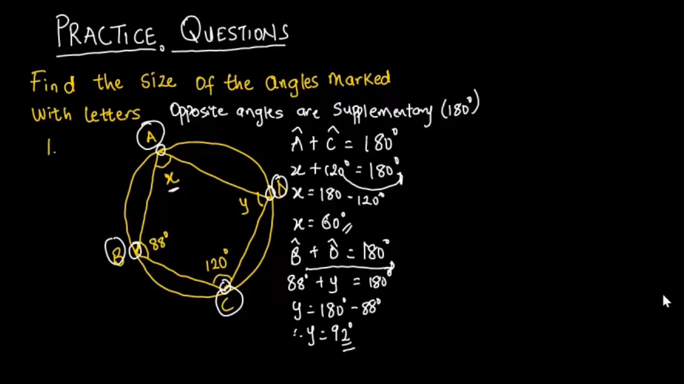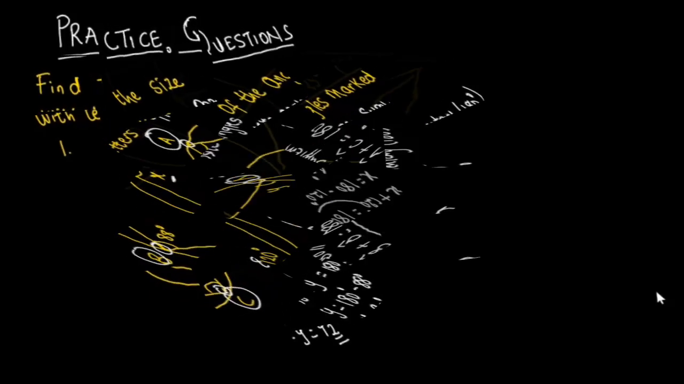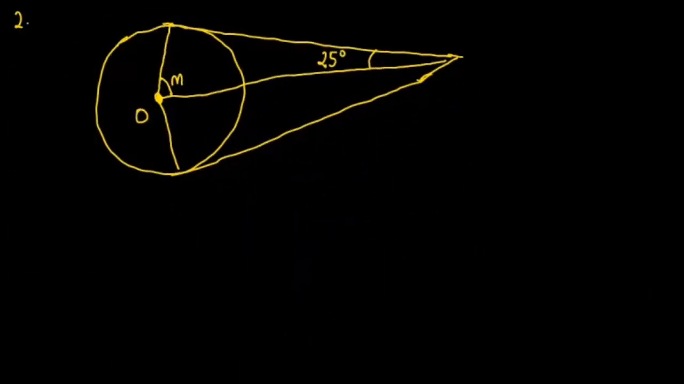So the final answer to this question is 92 degrees for angle y and 60 degrees for angle x. So let's move to the second question. In our second question, we have this diagram here where we know that O is the center of the circle. We have an external point, let's say P, from where both tangents are drawn, this tangent, let's say T1, tangent 1, and then this tangent 2.